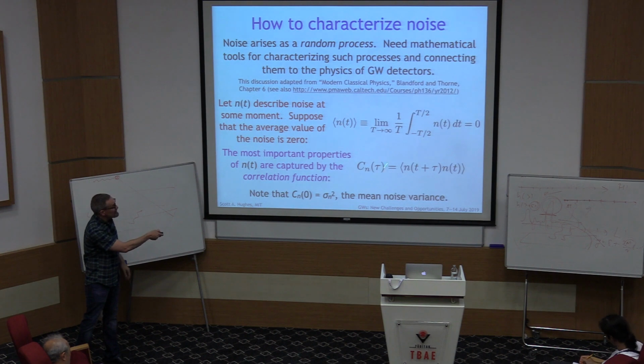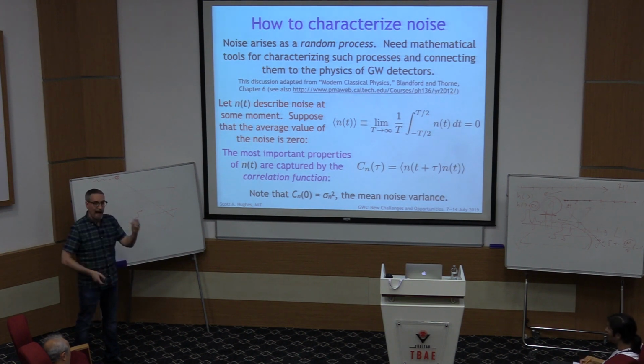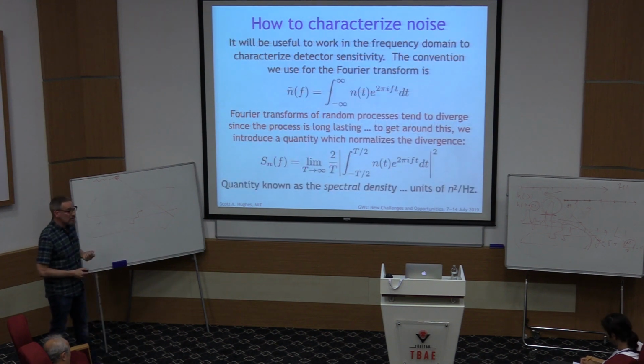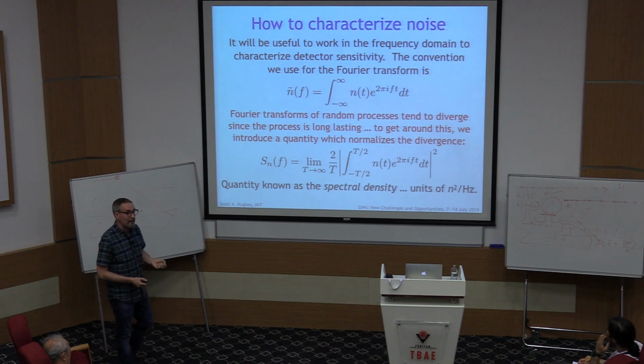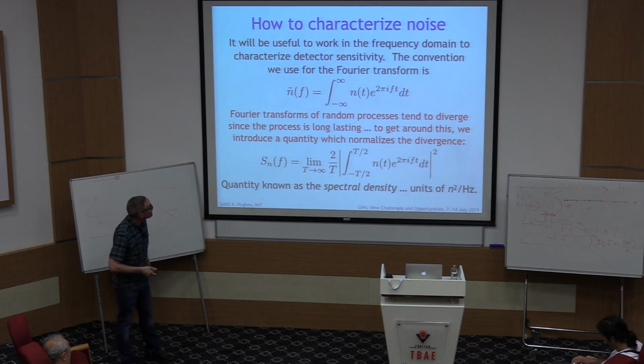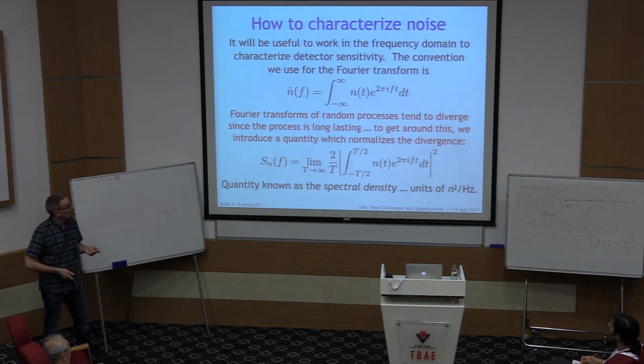If I look at this function's value when I compare it to an offset of 0, that's just the variance associated with the noise. Now, for a lot of the analyses that we do, it's actually more useful to characterize these things in the frequency domain. So let's define the Fourier transform of the noise like so. In truth, when you take the Fourier transform of something, it tends to diverge.